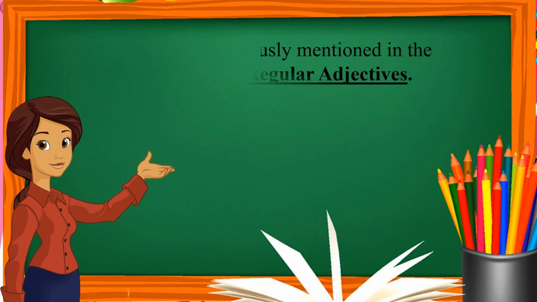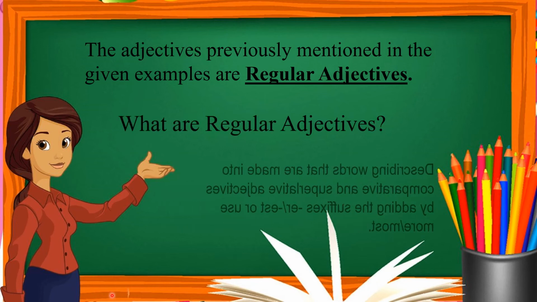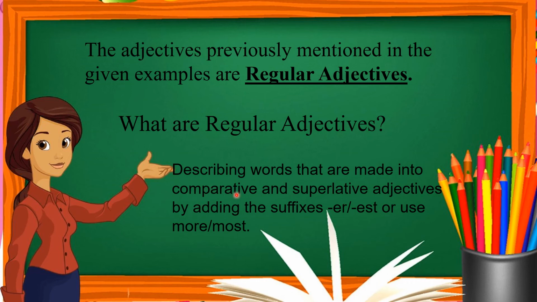Okay, here. The adjectives previously mentioned in the given examples are regular adjectives. We will learn more about irregular later. We will just focus on the regular adjectives. What are regular adjectives? Regular adjectives are describing words that are made into comparative and superlative adjectives by adding the suffixes er or est, or by using more and most. Okay? That is for regular adjectives.